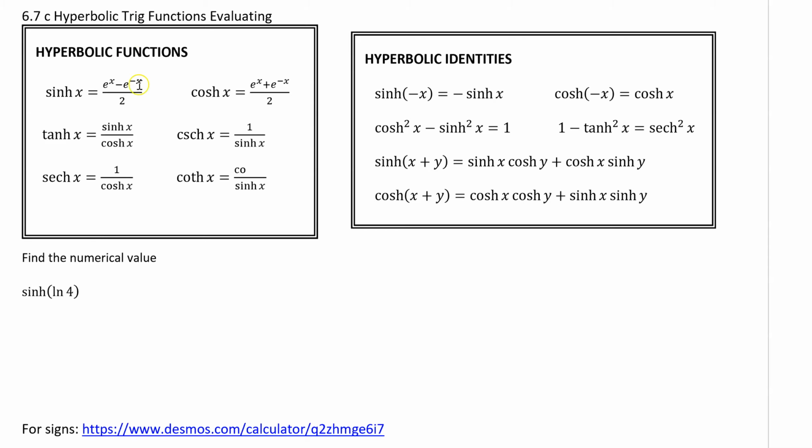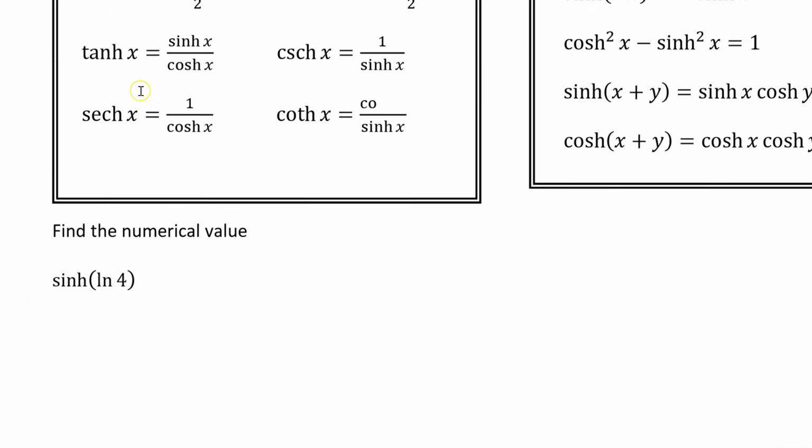All right, so now we're going to be evaluating some functions using the hyperbolic functions, just like we did with trig functions. You would take sine of something and find out what it is. So we're going to find the hyperbolic sine of the natural log of 4. And what that means is we're just going to plug it into our function.